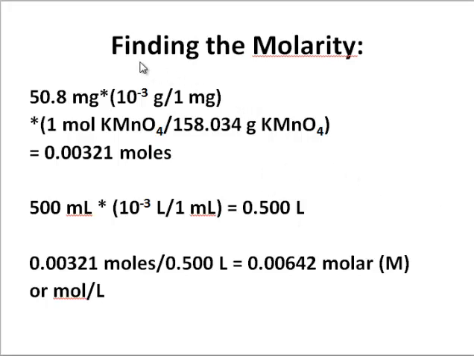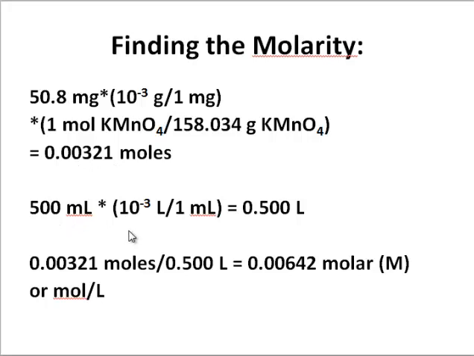Alright, so to find the molarity, we need moles and we need liters. 50.8 milligrams can be converted to grams by multiplying by a conversion factor of 10 to the negative third grams over milligrams. That cancels milligrams and gives grams. We could then multiply by a conversion factor to convert from grams into moles. 158.034 grams of potassium permanganate in the denominator cancels grams, leaving us units of moles. The solution is 0.00321 moles.